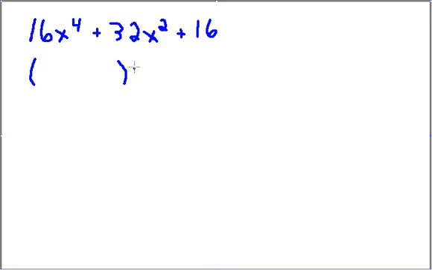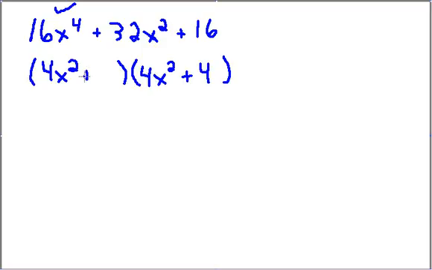So that 4x squared is going to be our first term in both of our polynomials here. 4x squared times 4x squared is 16x to the fourth. That takes care of that. Now we come to our last term, which is our constant. Is 16 the square of something? Well, yes, it is. It's the square of 4. So we put a plus 4 here in both of these.